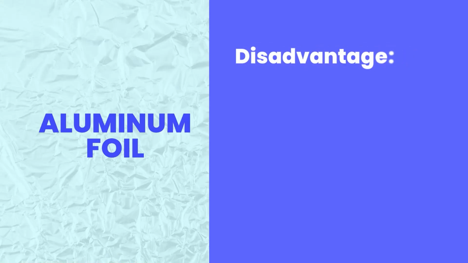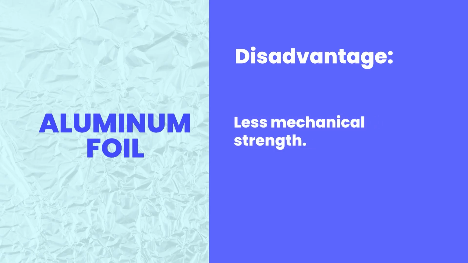So whenever we use aluminum foil for the preparation of laminates, which are used in Tetra Pak and other packets, it can provide the decorative printing base. But it also has a disadvantage because it is very thin. It is a flexible packaging material, so the mechanical strength is less.